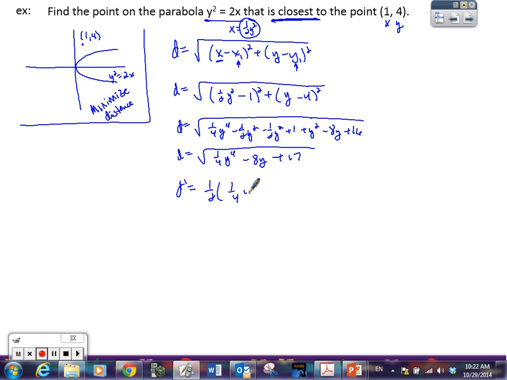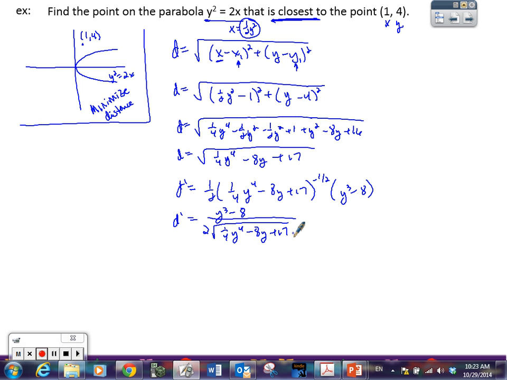So we bring the half down, copy the inside, subtract 1, then do the derivative of the inside. And the derivative of the inside is y cubed minus 8. So that's really nice, but I would like it in a form where I can solve it, set it equal to 0. So I'm going to leave the y cubed minus 8 in the numerator, and then we'll just turn that into 2 times the square root of this little guy. Okay.